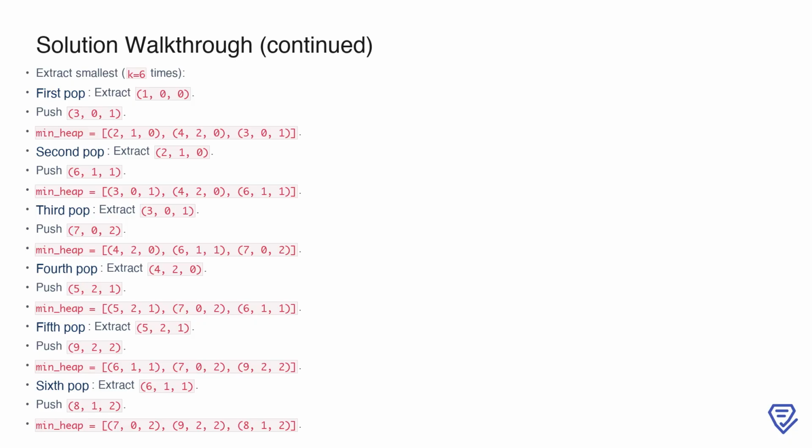Finally, the sixth extraction removes 6 from row 1, column 1, and we push the next value from row 1, column 2, which is 8. At this point, we've extracted 6 elements, and the sixth smallest element is 6.